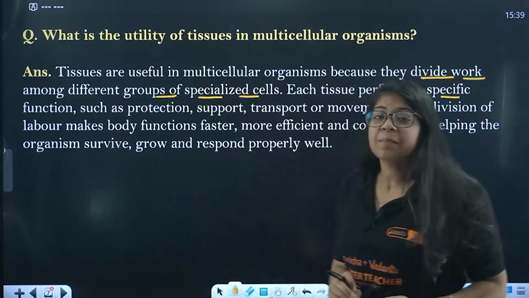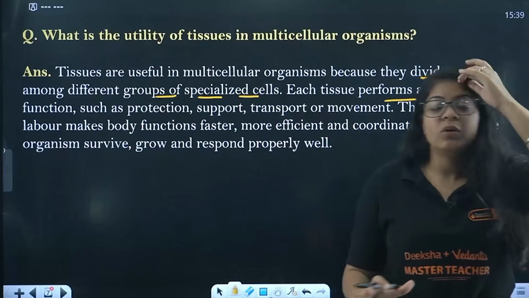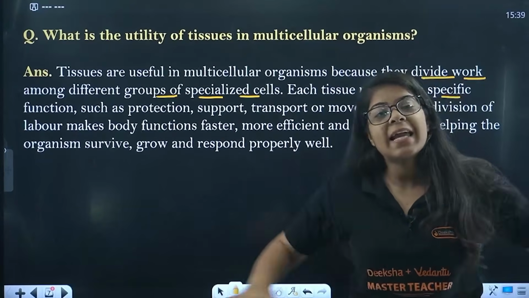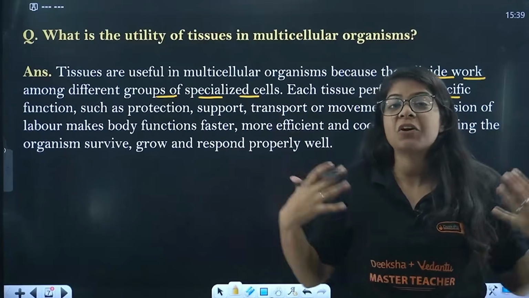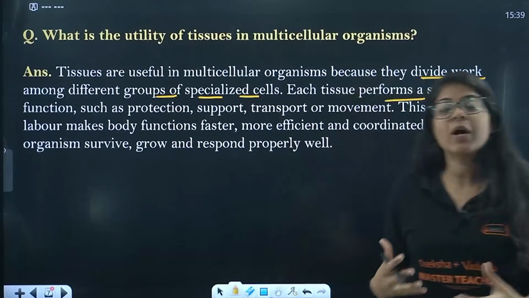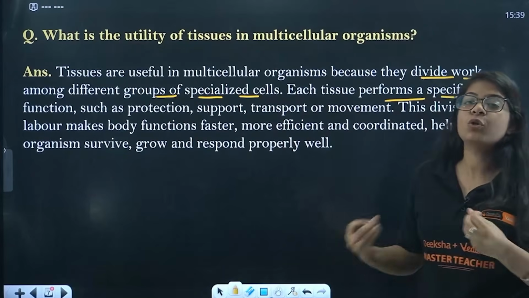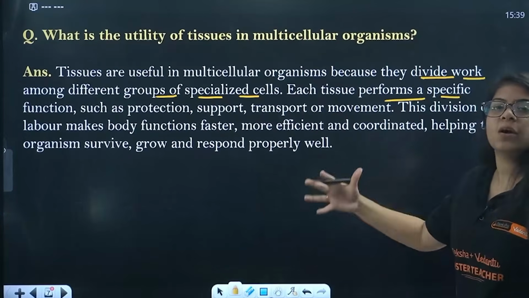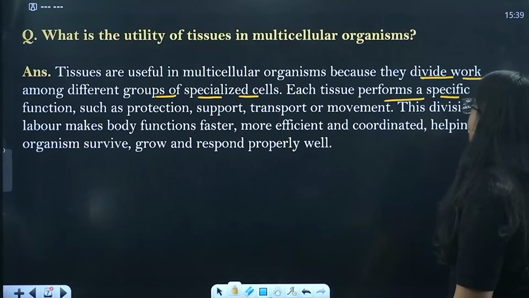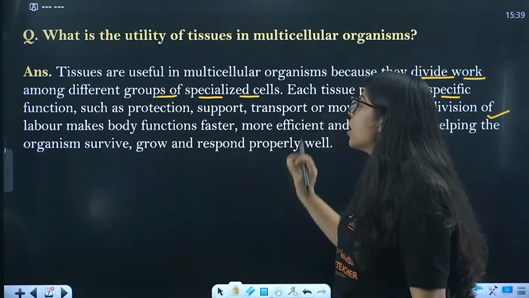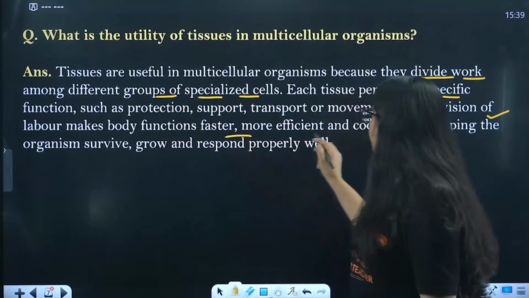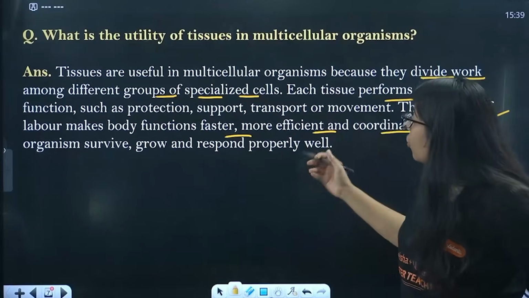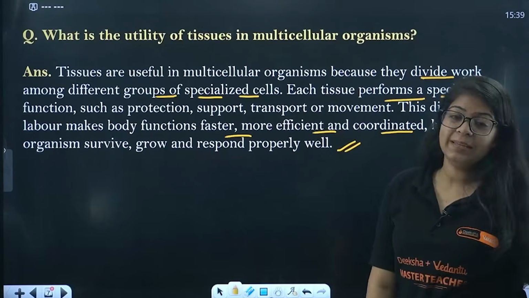Similarly, every tissue has its own task, and they all come together to perform their specific functions, and in total together they run this whole body. So it makes it faster to do all these tasks because all the tissues are doing their own specific task. So the division of labor makes body functions faster, more efficient and coordinated, helping the organisms survive, grow and respond properly.